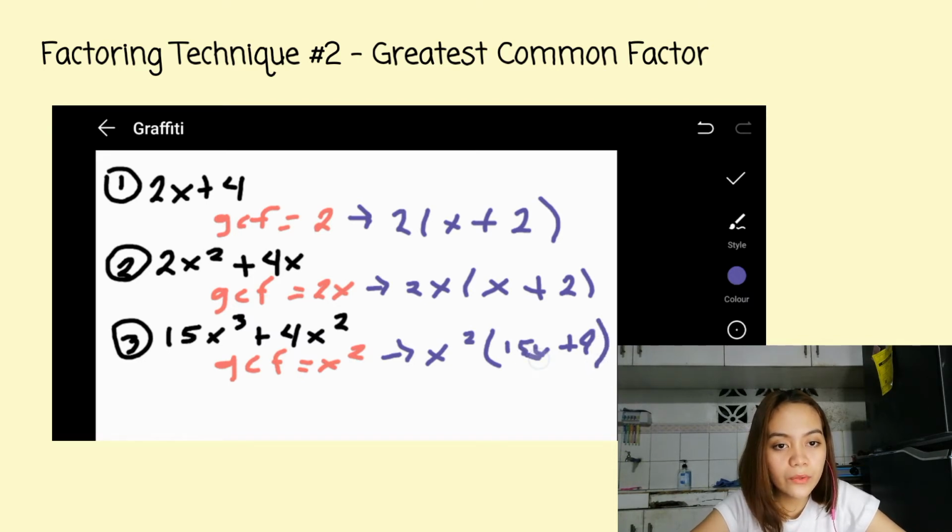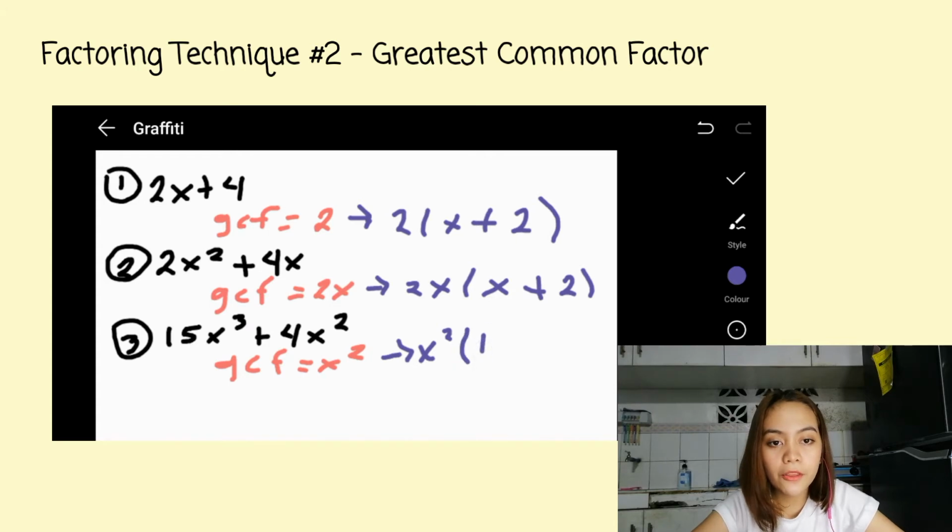So if we're going to use a strategy to factor 2x squared plus 4x with the greatest common factor of 2x, if we divide 2x into 2x squared, you will be left with x. And if you divide 2x into 4x, you are left with 2. So the factored form of 2x squared plus 4x is simply 2x times (x plus 2).